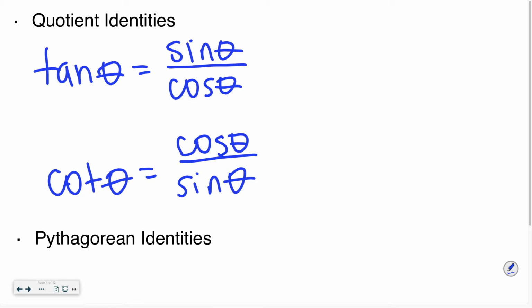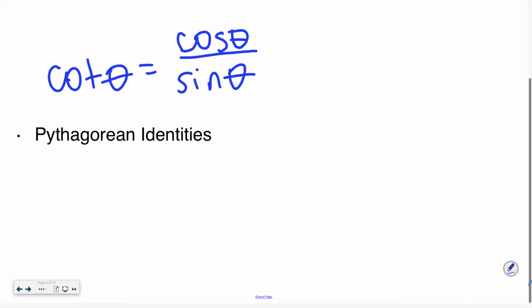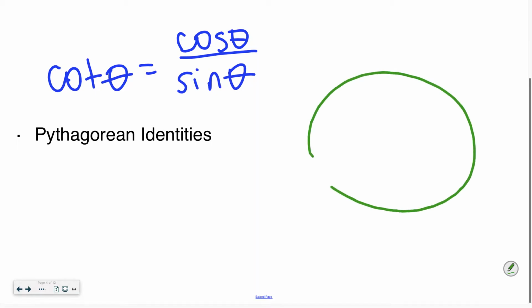The other 3 identities are what we call the Pythagorean identities. What do you think they're based off of? The Pythagorean theorem. Okay, I'm going to draw a picture that you do not need to draw, but this is just to show you where it's coming from. I repeat, you do not need to draw this picture. But imagine the unit circle.